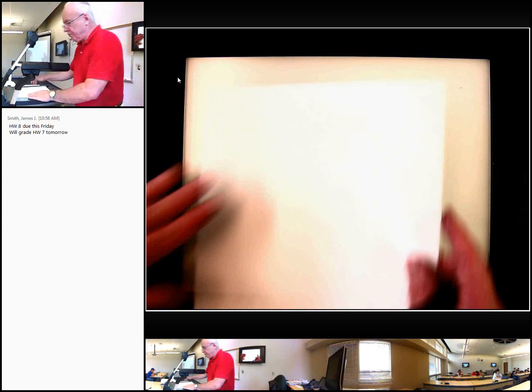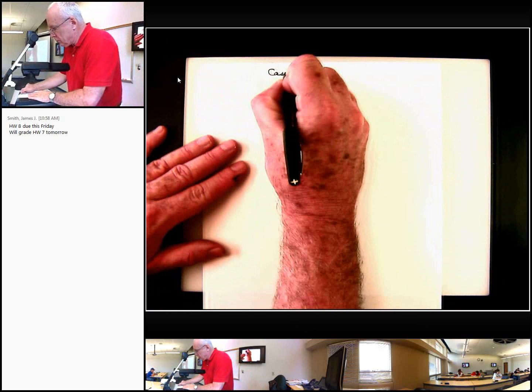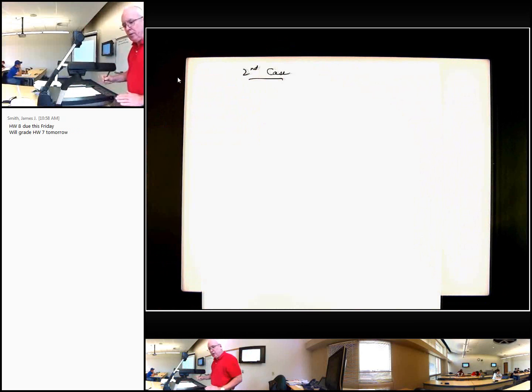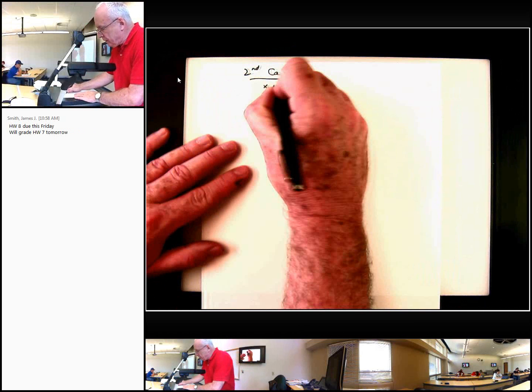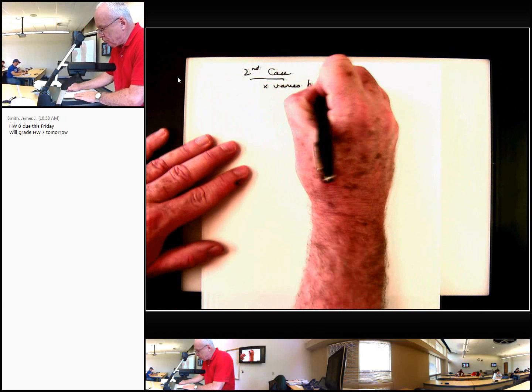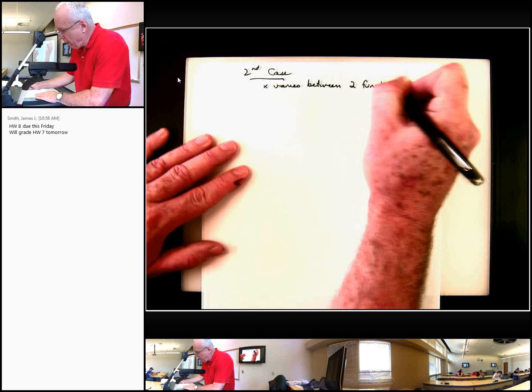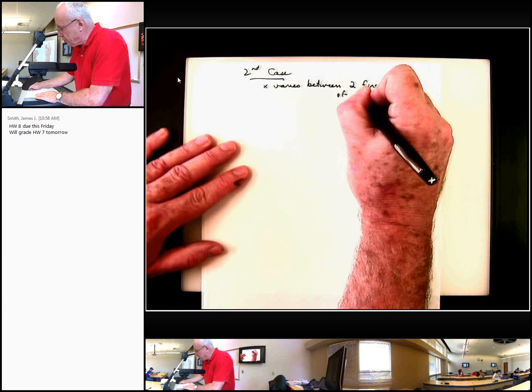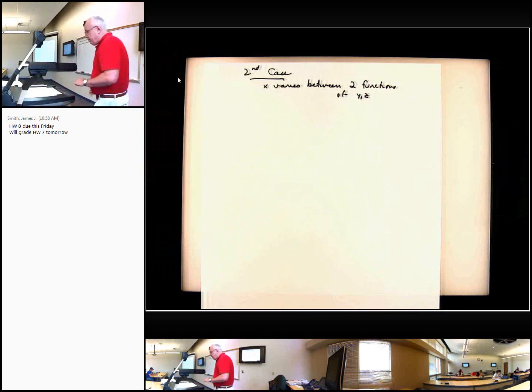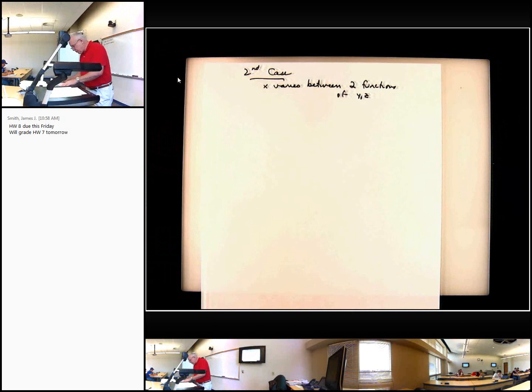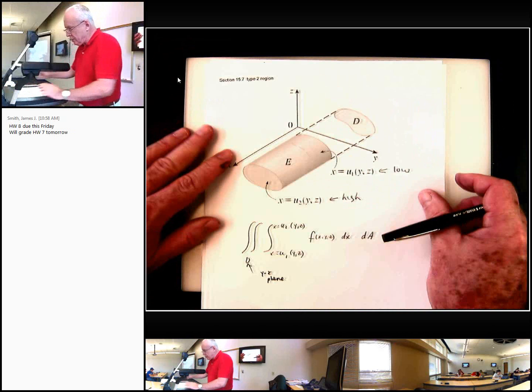So let's consider this next one where x varies between two functions. So second case or second scenario, x varies between two functions of, let's see, the other two variables would be y and z. So I think I've got a picture here of this one. So this would be the second scenario.